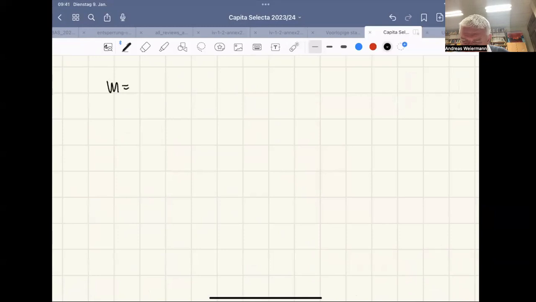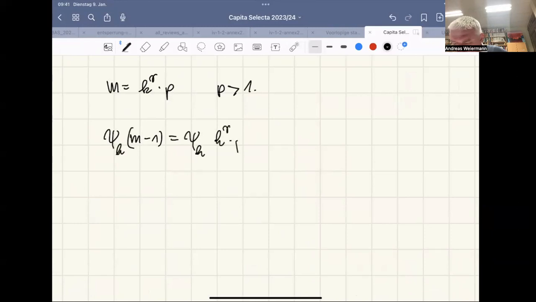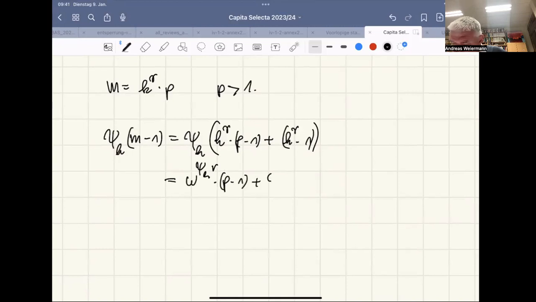So now m is k to the r times p. Q is now 0. And assume that p is bigger than 1. What is pk of m minus 1? It is pk of k to the r times p minus 1 plus k to the r minus 1, which is the same as omega to the pk of r times p minus 1 plus ck of k to the r minus 1.